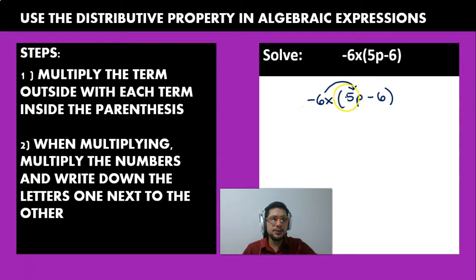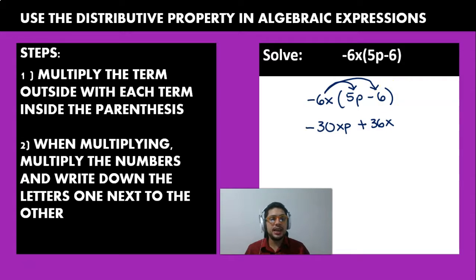Negative times positive inside. Negative times positive is negative. 6 times 5 is 30. And x times b is xb or bx. It doesn't really matter. Then we have minus 6x multiplying minus 6. So minus times minus, positive. 6 times 6 is 36. And x, because here we don't have any other letter.